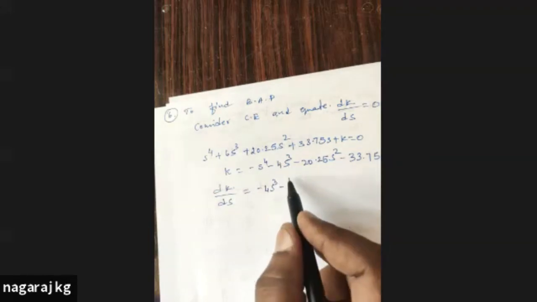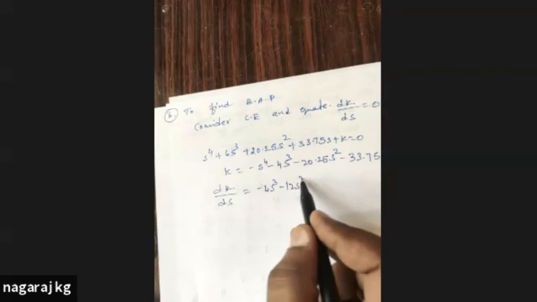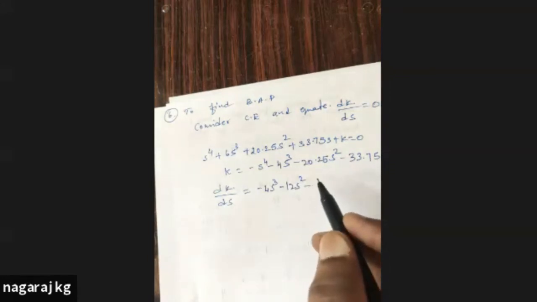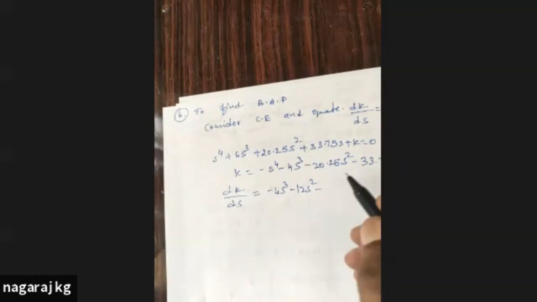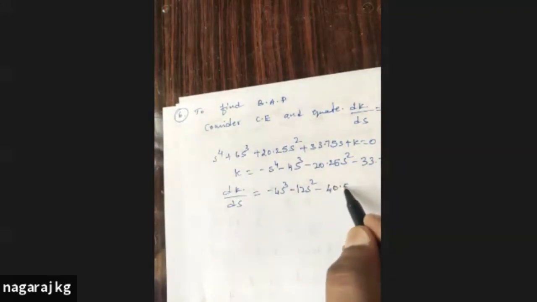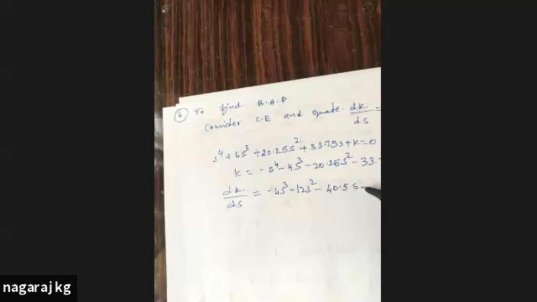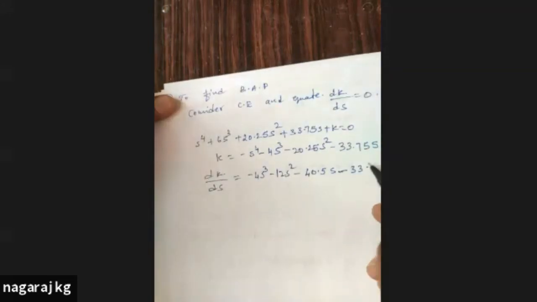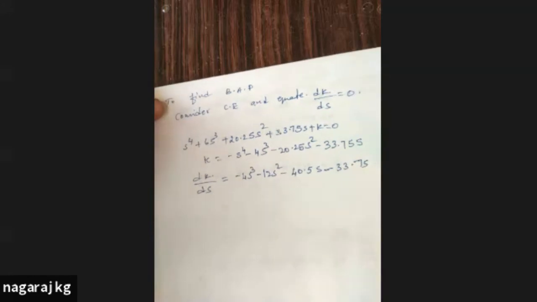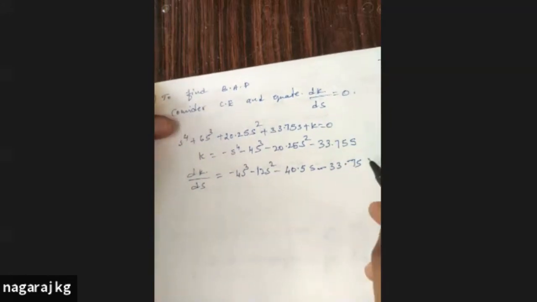Minus 4s cubed, minus 18s squared, minus 40.5 s, minus 33.75. And this you must equate to 0. This must be equal to 0.